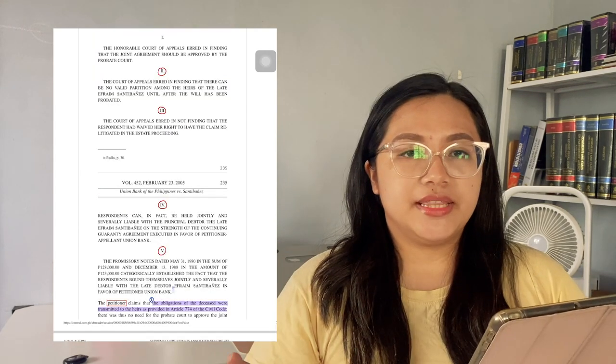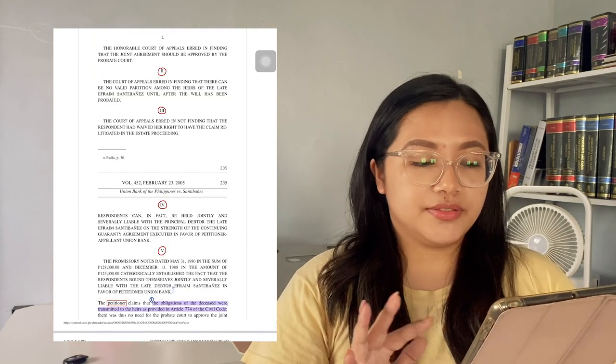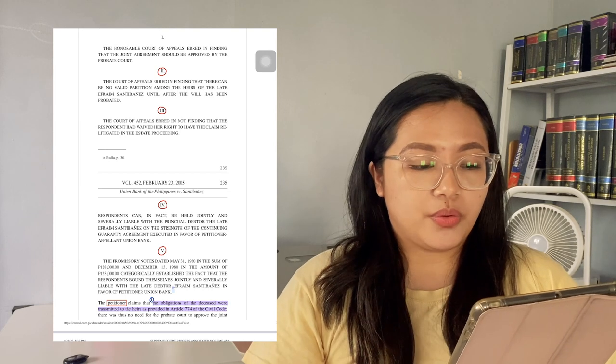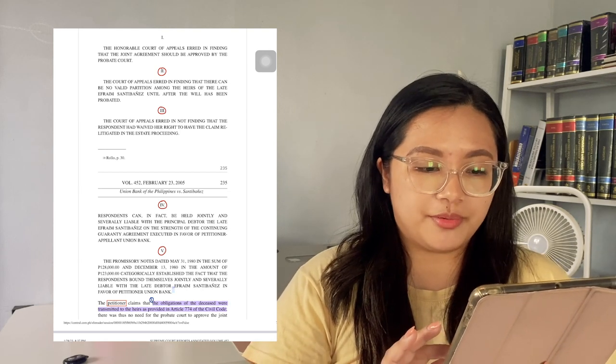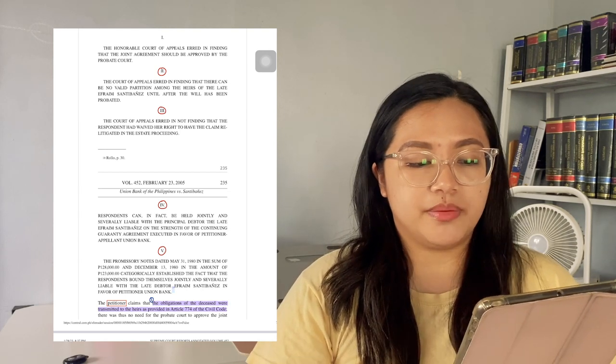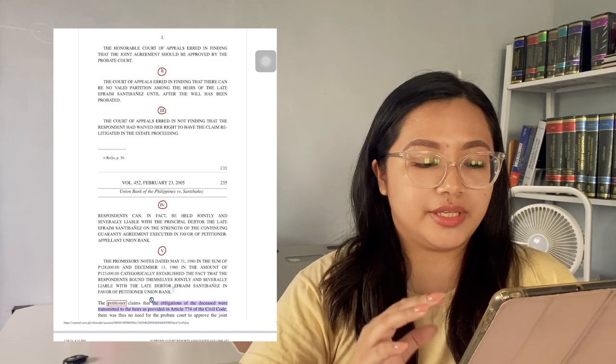So, as you can see, this is what you call the issues of the case. So, whether or not the Court of Appeals erred, whether or not the Court of Appeals erred in finding the joint agreement should be approved. This is what you call the issues of the case.